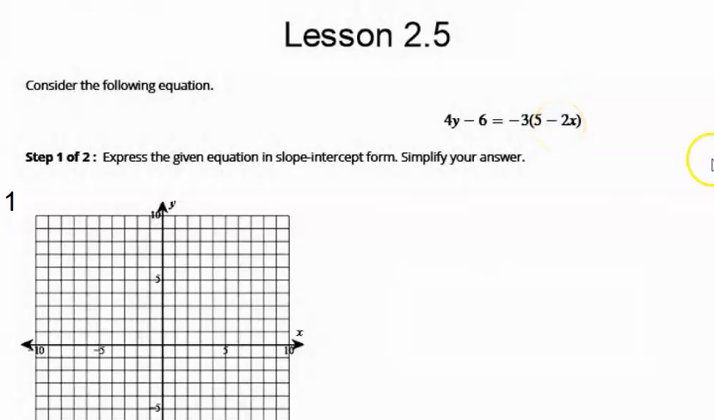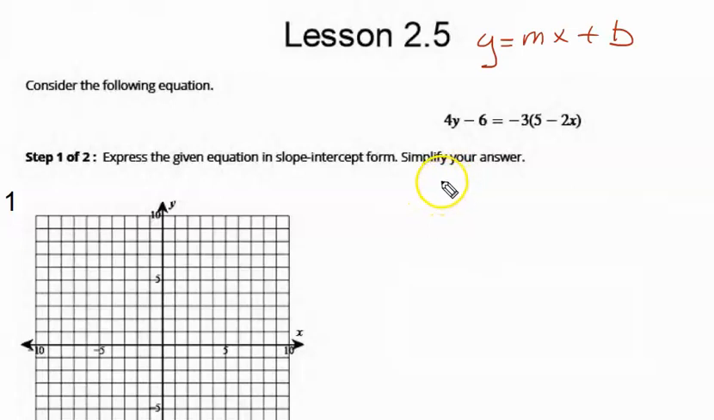Continuing with our work on graphing, topic 5 of chapter 2, we're asked here for example 1 to simplify this equation and put it into slope-intercept form, y equals mx plus b. And then we're asked to graph it. This is multi-step.